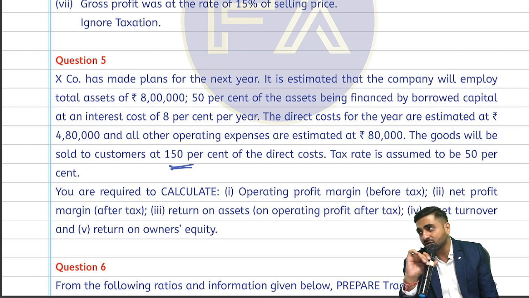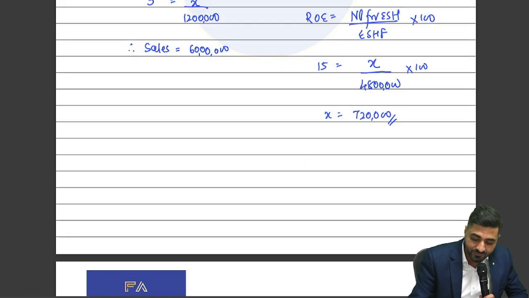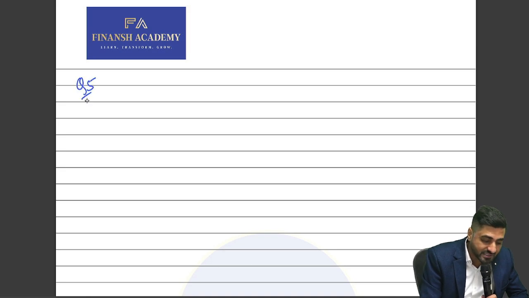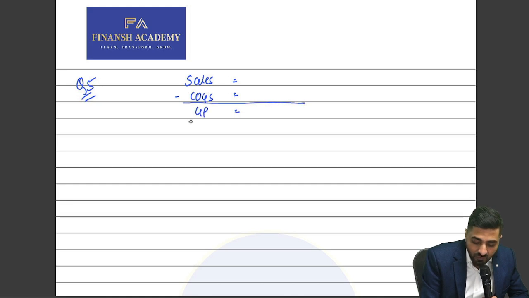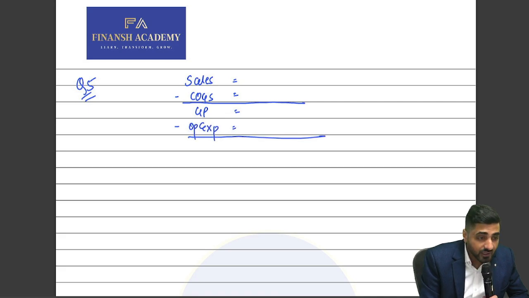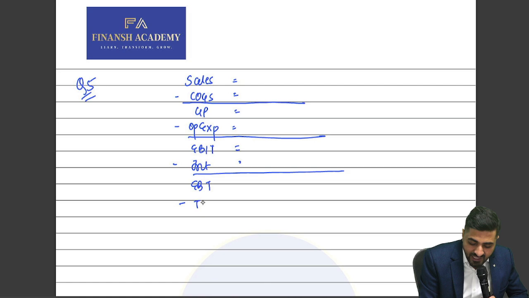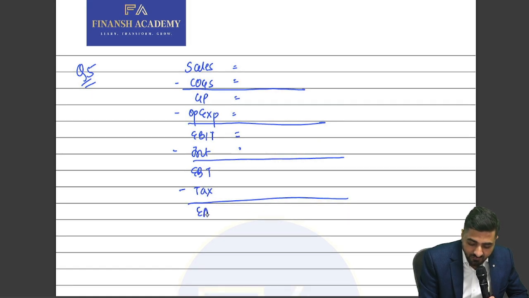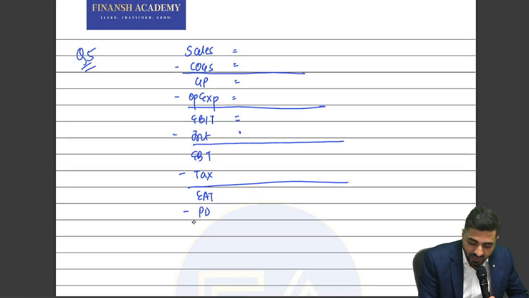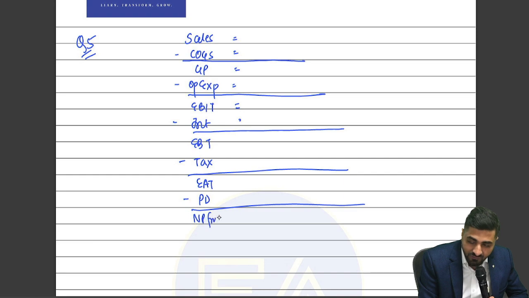Always remember, whenever we have to calculate these types of ratios, we have to start with the income statement, and the income statement will start with sales. Everyone with me will now start solving this question. We'll start with sales, then we'll subtract COGS. What do you get? Gross profit. From gross profit, what do you subtract? Operating expense. What do you get? EBIT. From this, what do you subtract? Interest. What do you get? EBT. Less tax. What do you get? EAT. From EAT, what do you subtract? Preference dividend. What do you get? Net profit for equity shareholders.